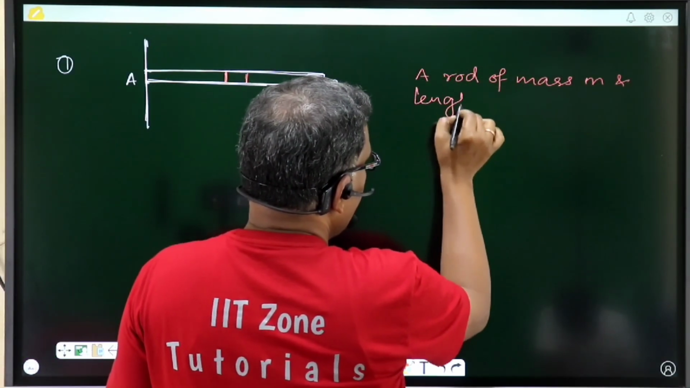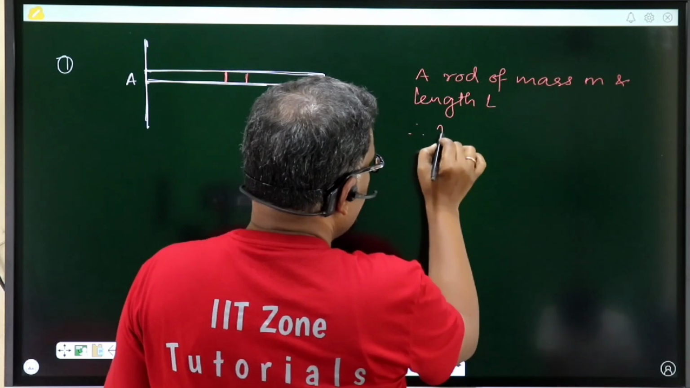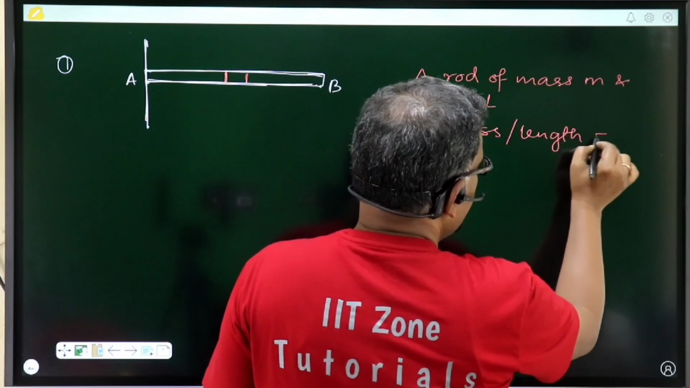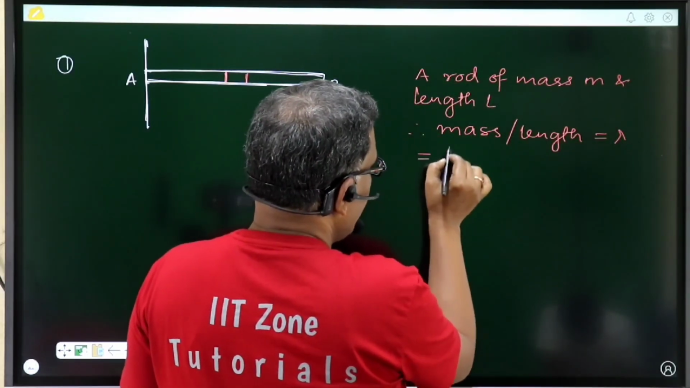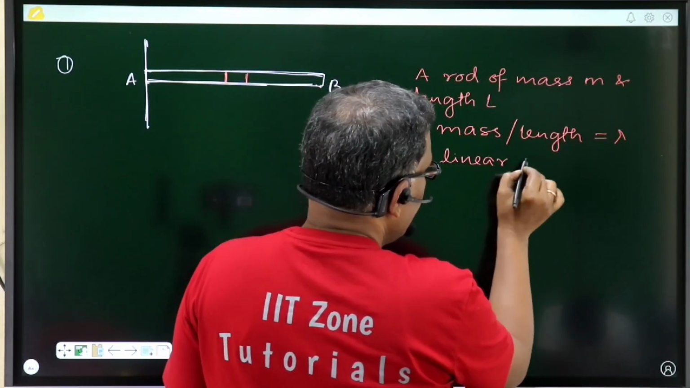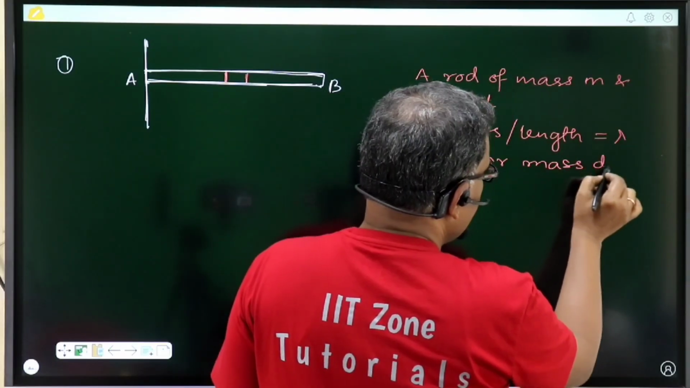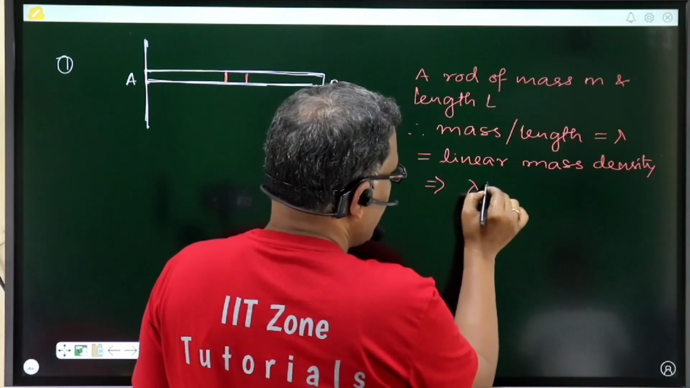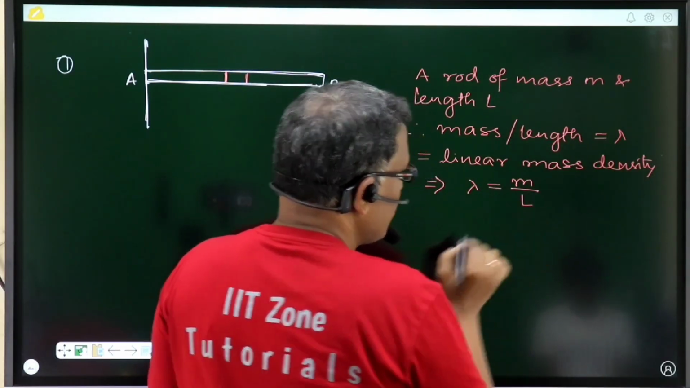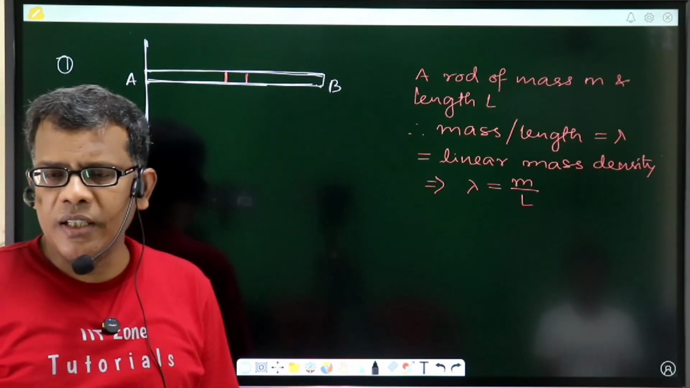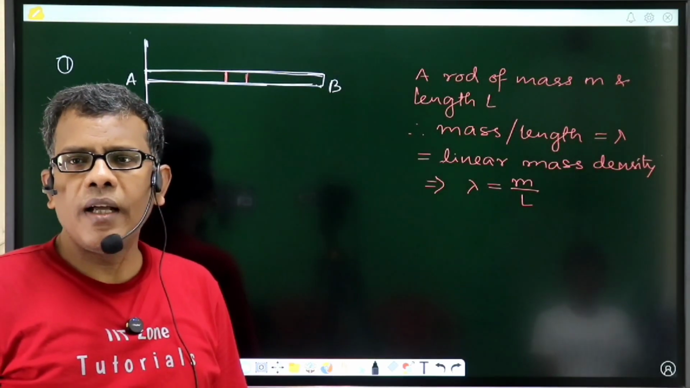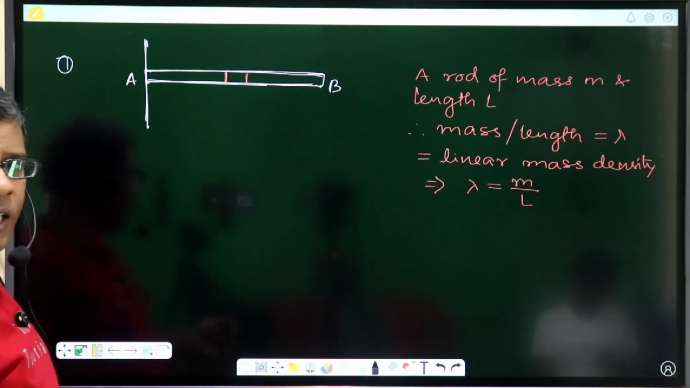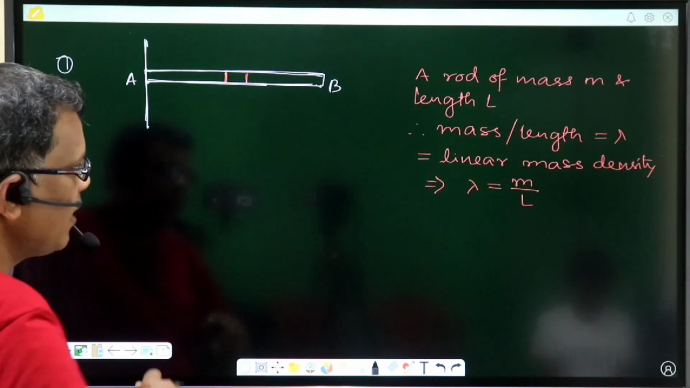So therefore mass per unit length is lambda, which in other words can also be named linear mass density. So being linear mass density, lambda is basically M by L. When the mass distribution is done uniformly, then the lambda value is taken to be constant. So here lambda will be constant, M by L on every unit length.